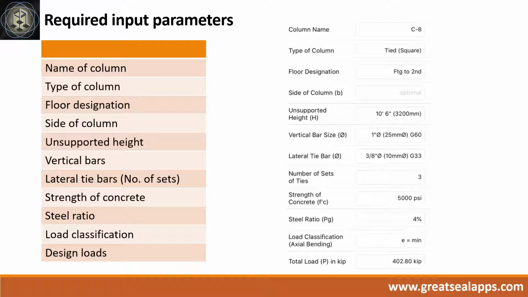Enumerate the input parameters required. Column name C8, square shape tied column, floor designation footing to second, unsupported height 10 feet 6 inches, vertical bars 1-inch diameter at grade 60, lateral bars 3/8-inch diameter at grade 33, strength of concrete 5000 psi, steel ratio 4%, axial bending with minimum eccentricity, and total load of 402.8 kips.